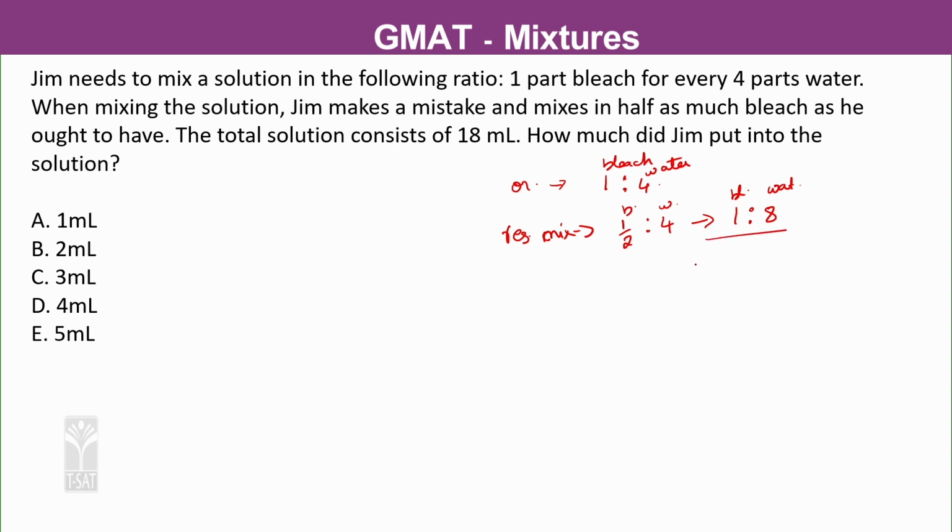So, if you say that bleach was x ml, then water will become 8x ml, which is equal to the total, which is 18 ml. Therefore, 9x is equal to 18, therefore, x is equal to 2. So, 2 ml of bleach he added. The question is how much bleach he put into the solution, that is 2 ml. Answer is option B. Let us move to the next question now.